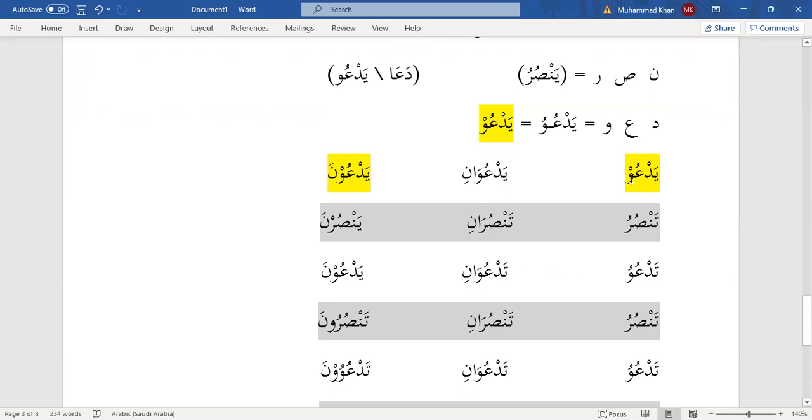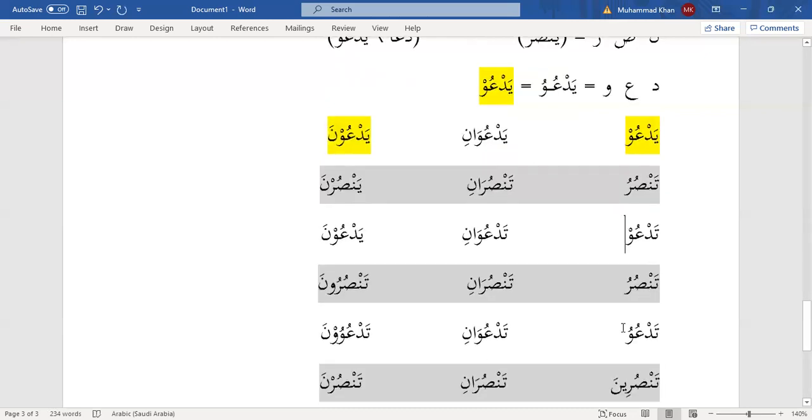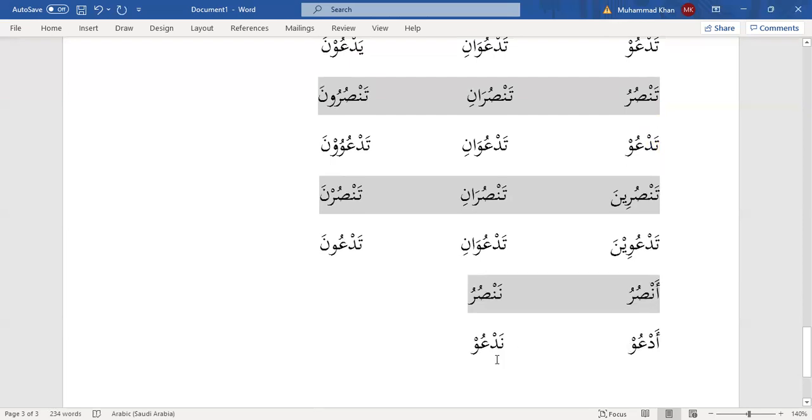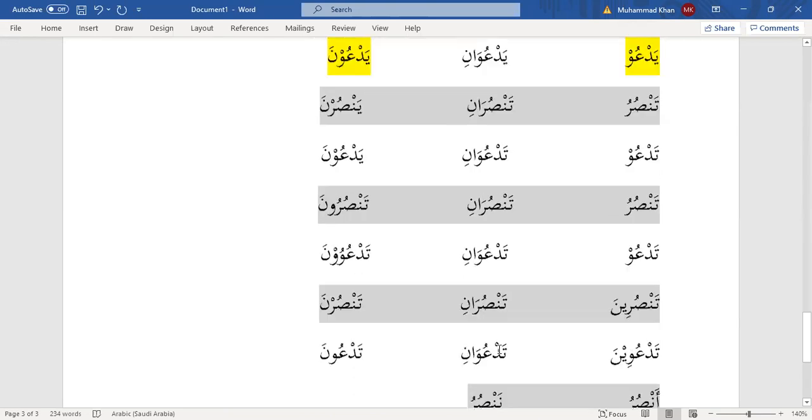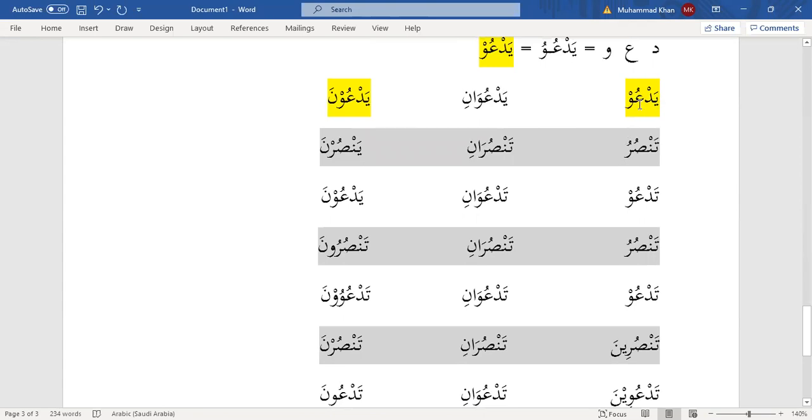Now we know that if we have implemented the change on the first one, then it will be implemented on all the verbs that have dhamma. You know that, right? So first, let's implement it. So it becomes tad'u, and this one also becomes tad'u, and this one becomes ad'u and nad'u. So here there was a dhamma, so let me put it first so that we know. And then we remove the dhamma and put sukun. So these changes have been implemented. If we implement it on one, then it will be implemented on five, because we know that the five that have dhamma will have the same changes in the rules.